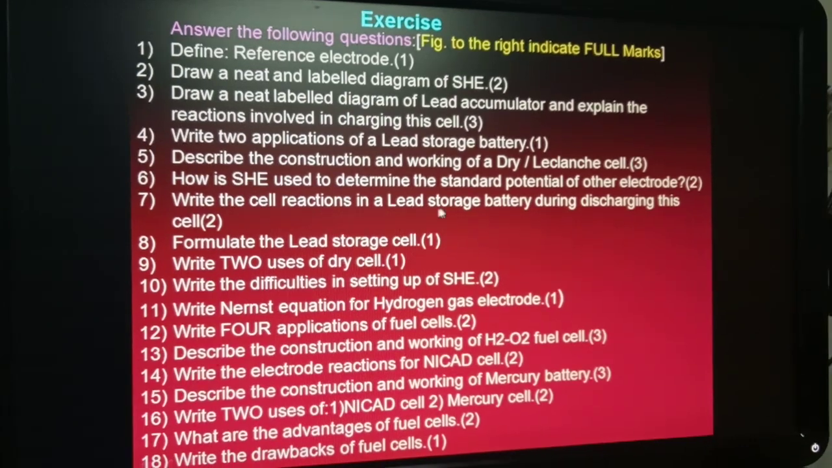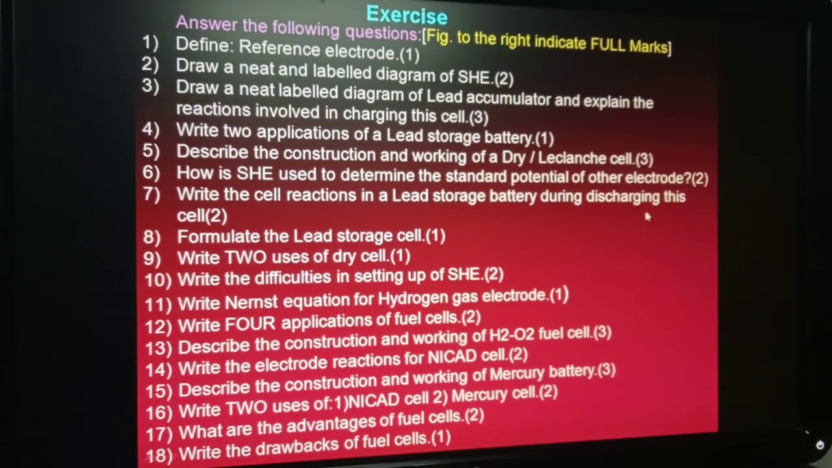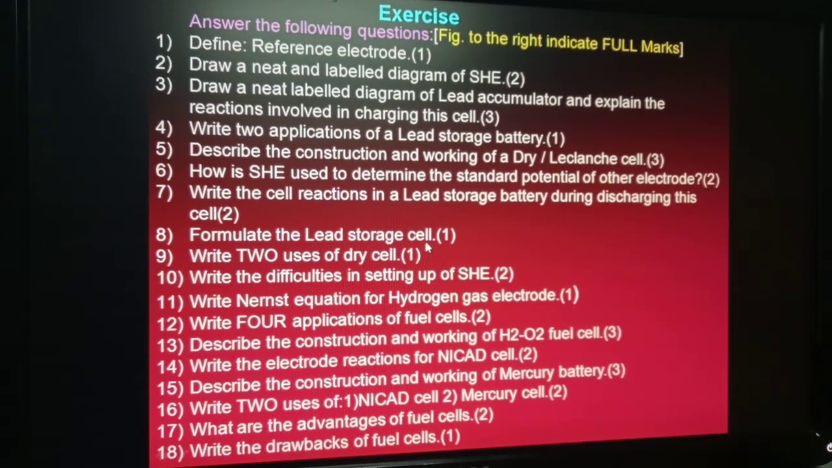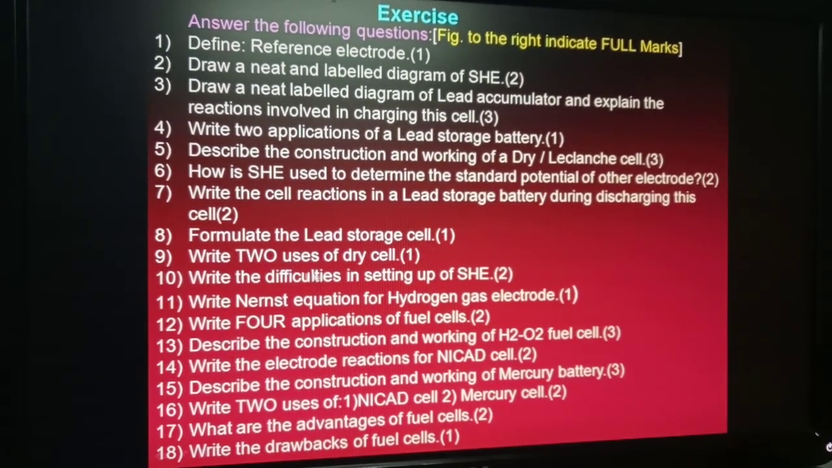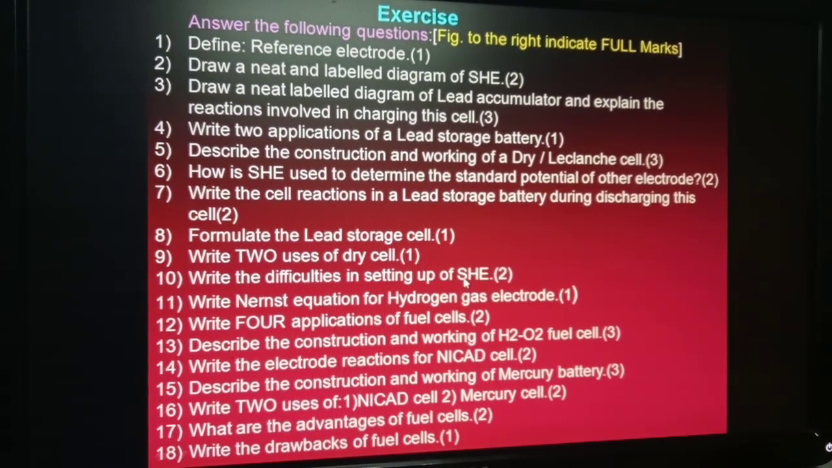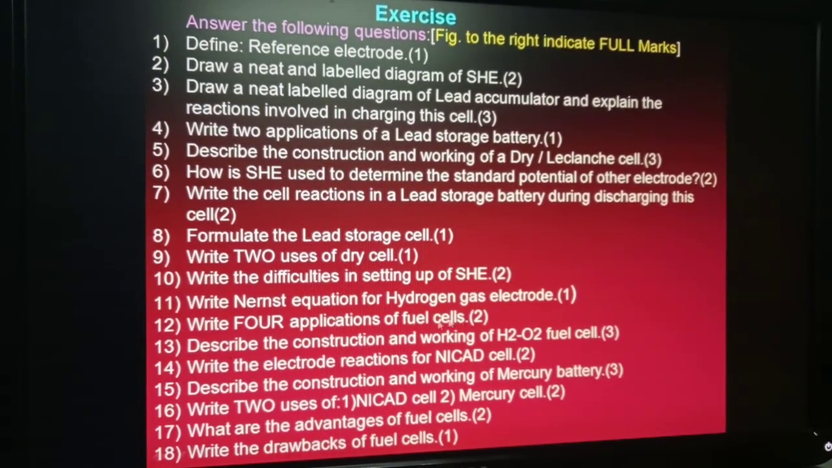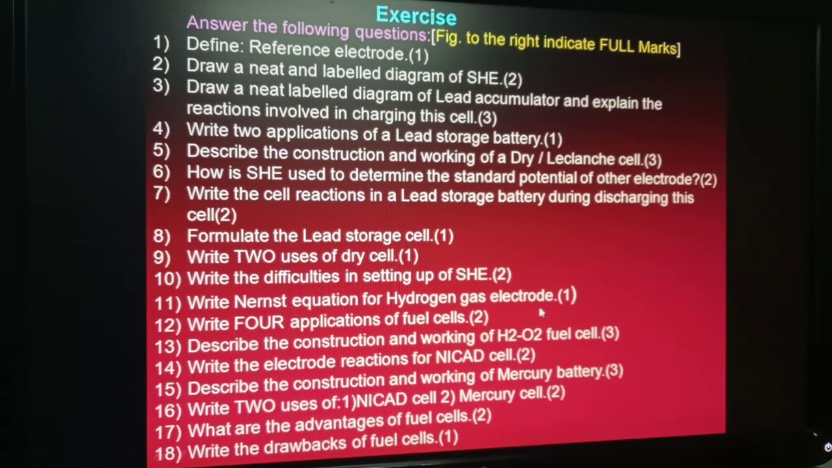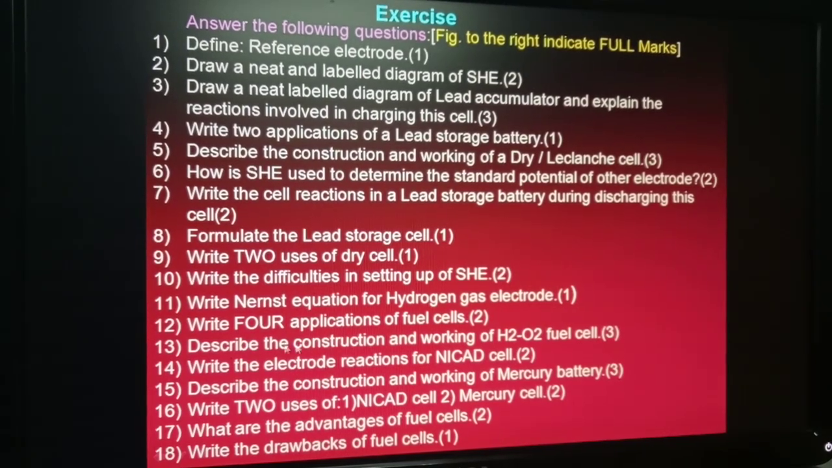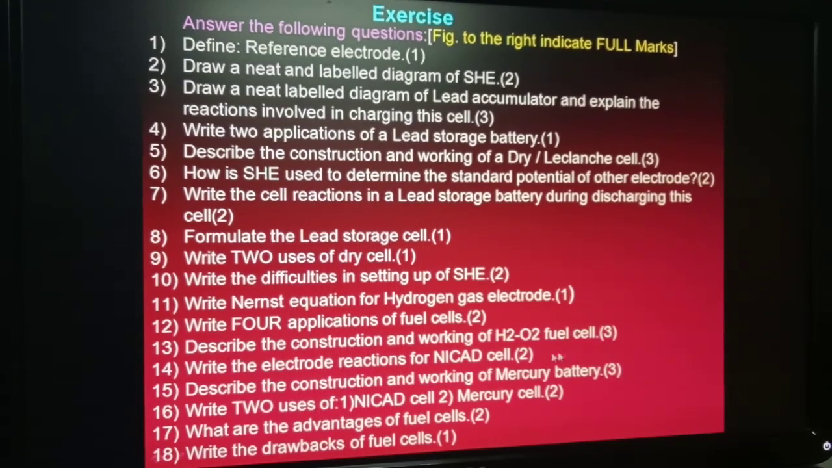Write the cell reactions in a lead storage battery during discharging of this cell, 2 marks. Formulate the lead storage cell, 1 mark. Write 2 uses of dry cell, 1 mark. Write the difficulties in setting up of SHE, 2 marks. Write Nernst equation for hydrogen gas electrode, 1 mark. Write 4 applications of fuel cells, 2 marks. Describe the construction and working of H2O2 fuel cell, 3 marks.